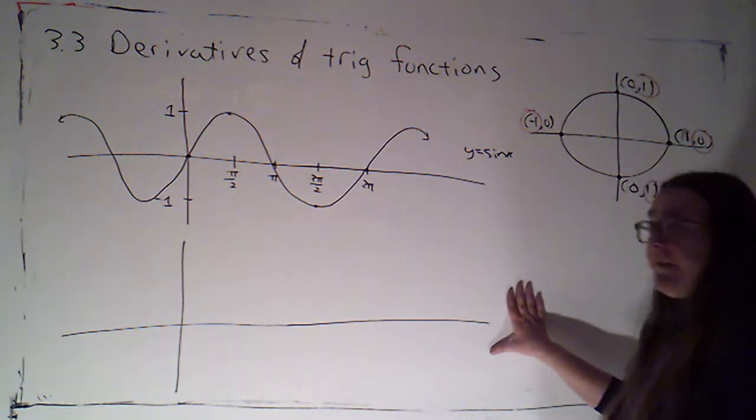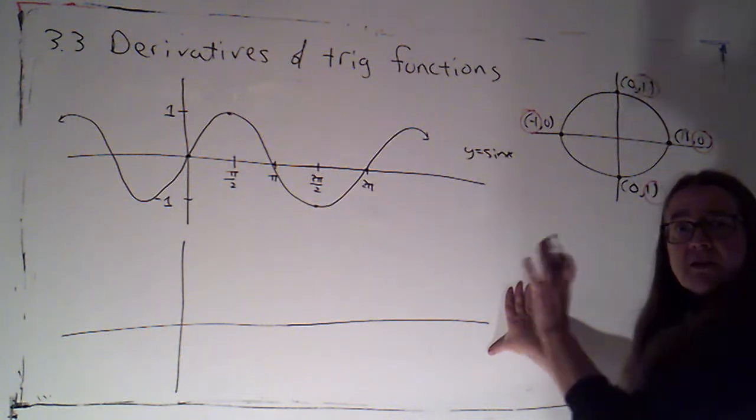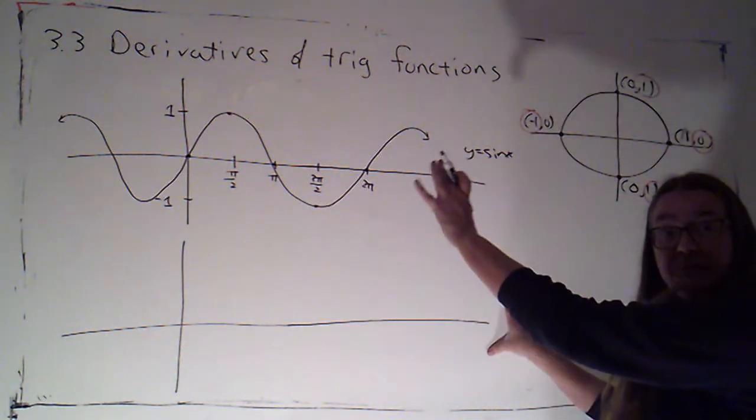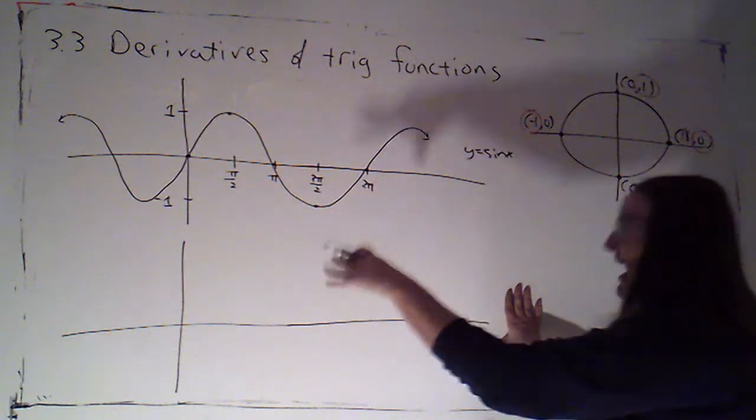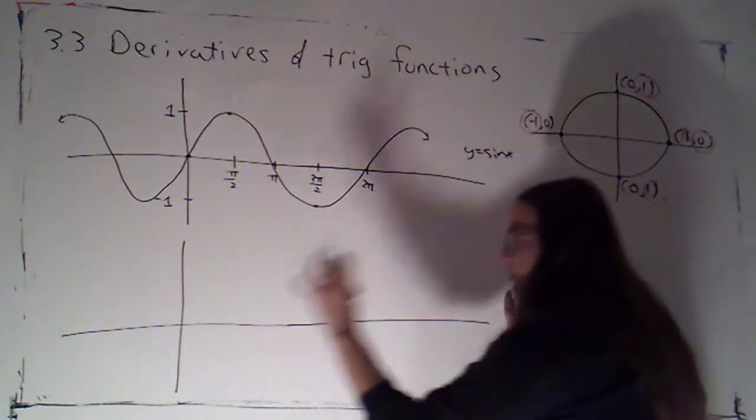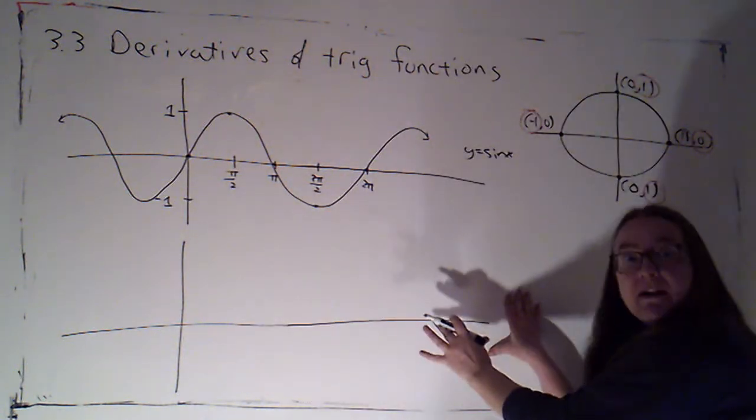So I know its derivative will be periodic too, because the derivative is just describing what it's doing. So if it does something, and then it does it again, I can describe it, and then I can repeat my description.